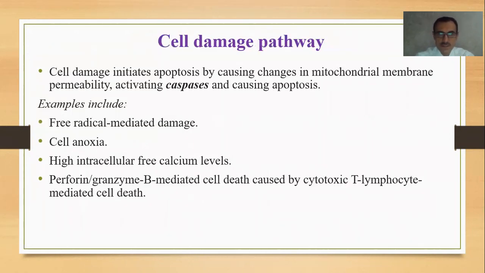The second pathway is the cell damage pathway that initiates apoptosis by causing change in mitochondrial membrane permeability, activating caspases and causing apoptosis. For example, free radical mediated damage, cell anoxia, high intracellular free calcium levels, and perforin granzyme B mediated cell death caused by cytotoxic T lymphocytes.